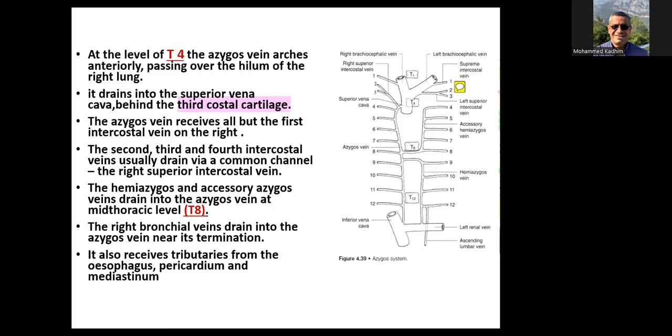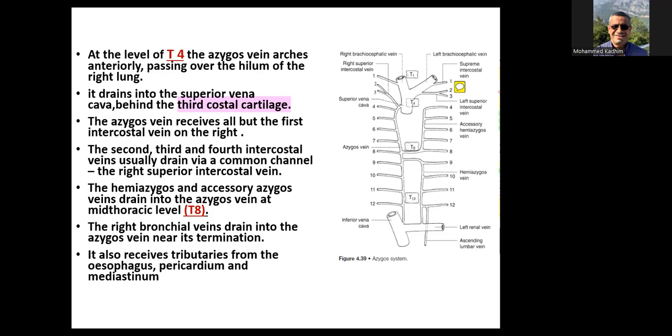At the level of T4, the azygous vein arches anteriorly, passing over the hilum of the right lung, and drains into the superior vena cava behind the third costal cartilage. The azygous vein receives all but the first intercostal vein on the right. The second, third, and fourth intercostal veins usually drain via a common channel, the right superior intercostal vein. The hemiazygous and accessory hemiazygous veins drain into the azygous vein at the mid-thoracic level at the T8 vertebra.